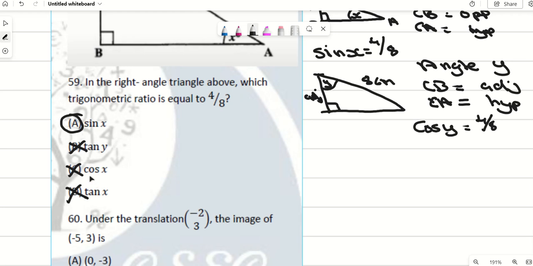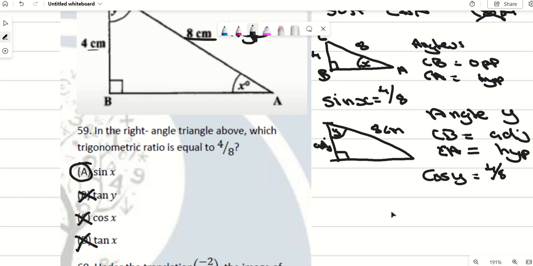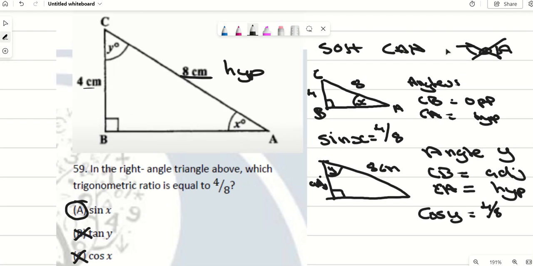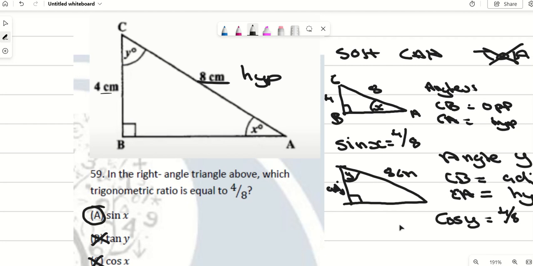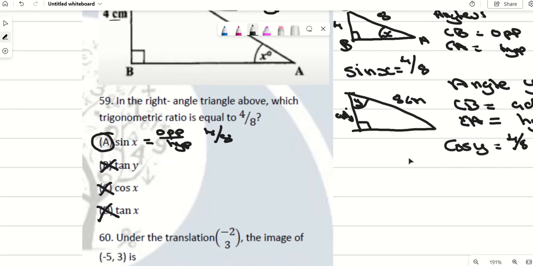If we look at the answers that they give you, it has cos X. That cannot be the answer, because if it was cos X, that's something different. So the answer is sine X, and that is how you get this. Do we understand? Now, if you don't remember this, we can just use the answers. Sine X, if X is our angle in question, equals opposite over hypotenuse. Your opposite would be 4 over 8, which is the answer that they give you. So you could have done that instead. Tan Y is out of the question.